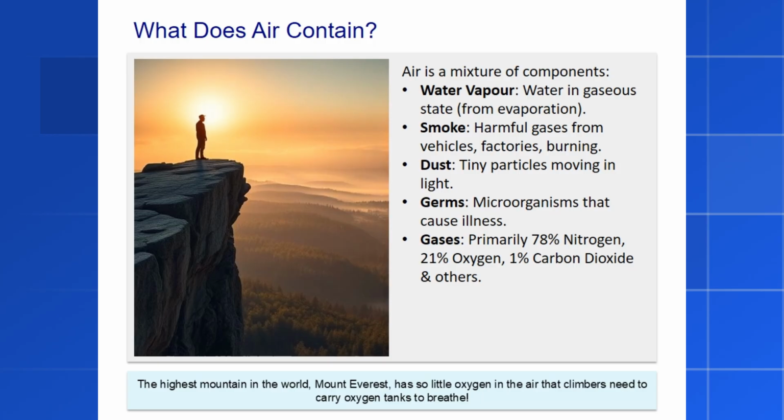The main gases in air are 78% nitrogen, which is the most abundant gas, 21% oxygen, which we need to breathe, and 1% carbon dioxide and other gases. Here's a cool fact. On top of Mount Everest, the world's highest mountain, there's so little oxygen in the air that climbers absolutely need to bring their own oxygen tanks to be able to breathe.